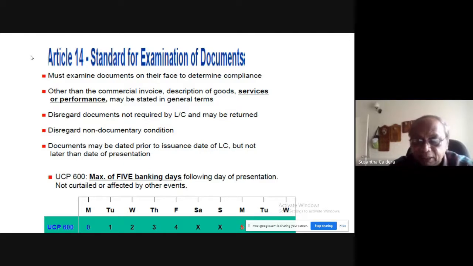UCP 600: maximum of 5 banking days following the day of presentation, not curtailed or affected by other events.